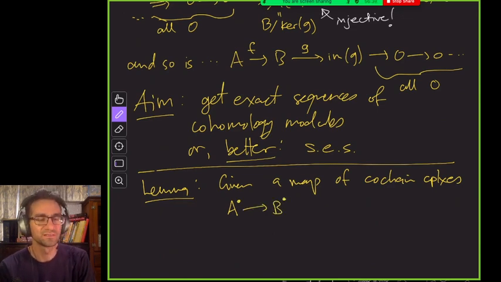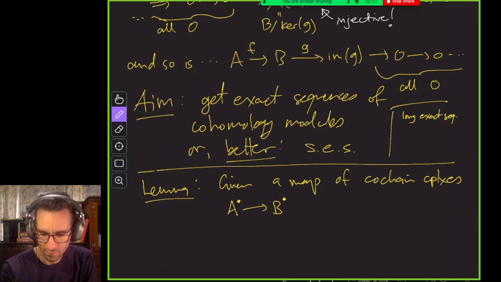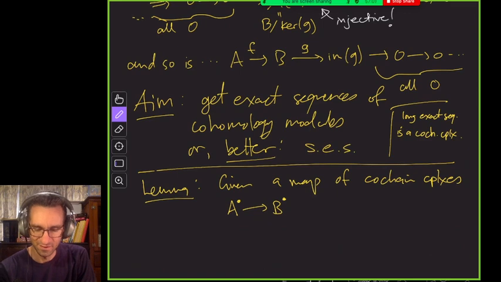So a co-chain complex, a long exact sequence is a co-chain complex, but it's kind of a boring one in that it has no cohomology, so that's not what we're looking for. The long exact sequence is there to calculate the individual items in it.